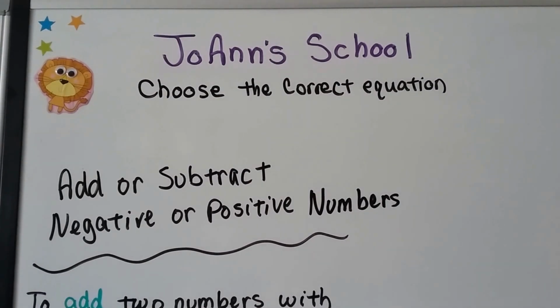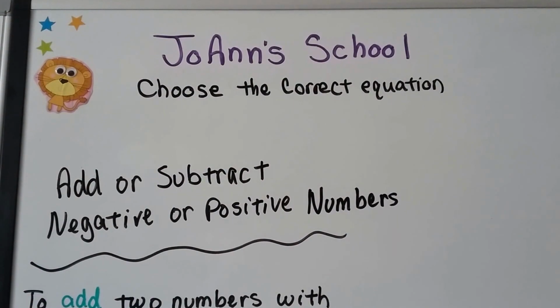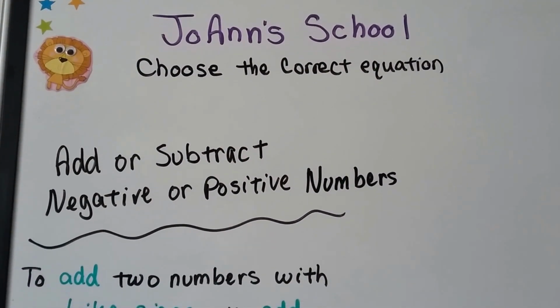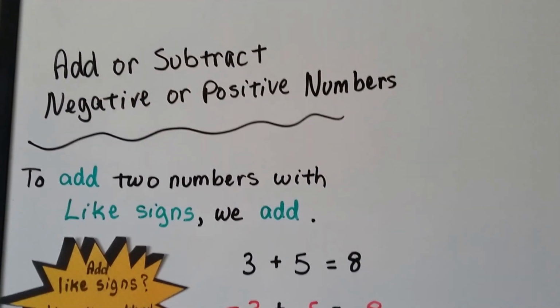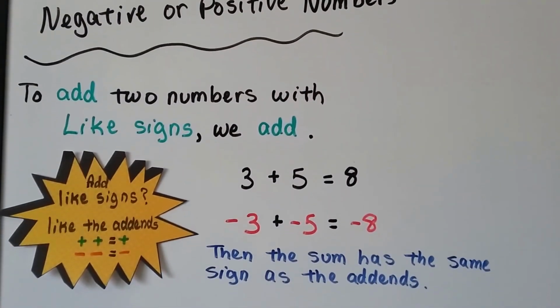Sometimes when we're doing our math tests or word problems, we have difficulty choosing the correct equation. This is adding or subtracting negative or positive numbers. We want to choose the correct equation.